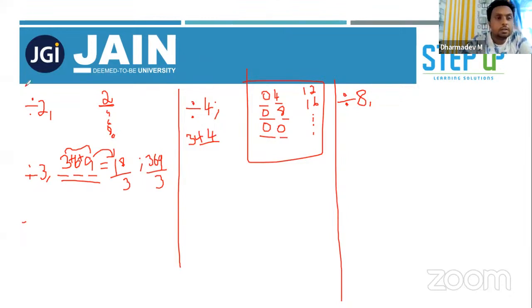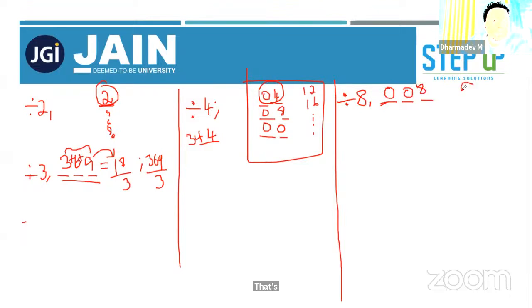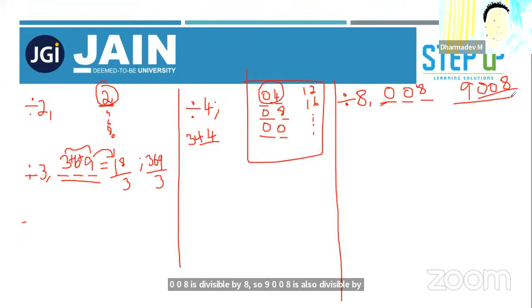Divisibility of 8. For the divisibility of 2, it is the last 1 digit. Divisibility of 4, the last 2 digits should be divisible by 4. Divisibility of 8, the last 3 digits should be divisible by 8, either as 0, 0, 8. Let's say 9008. Is it divisible by 8? 008 is divisible by 8, so 9008 is also divisible by 8. Are you clear with that? Yes.